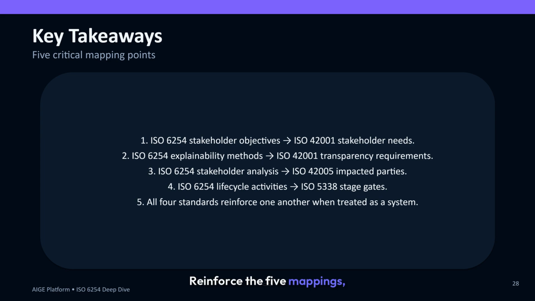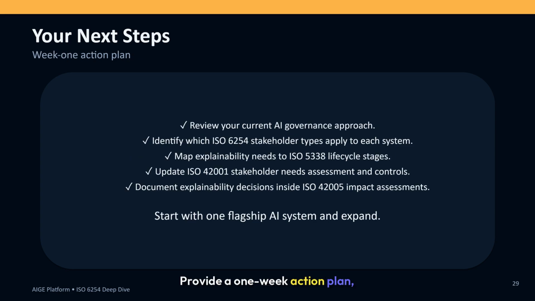Reinforce the 5 mappings: stakeholder objectives to stakeholder needs, explainability methods to transparency, stakeholder analysis to impacted parties, and lifecycle activities to stage gates and the integrated framework. Provide a 1-week action plan: review current governance, identify relevant stakeholders, map explainability needs to lifecycle stages, refresh ISO 42001 records, and document explainability inside impact assessments.